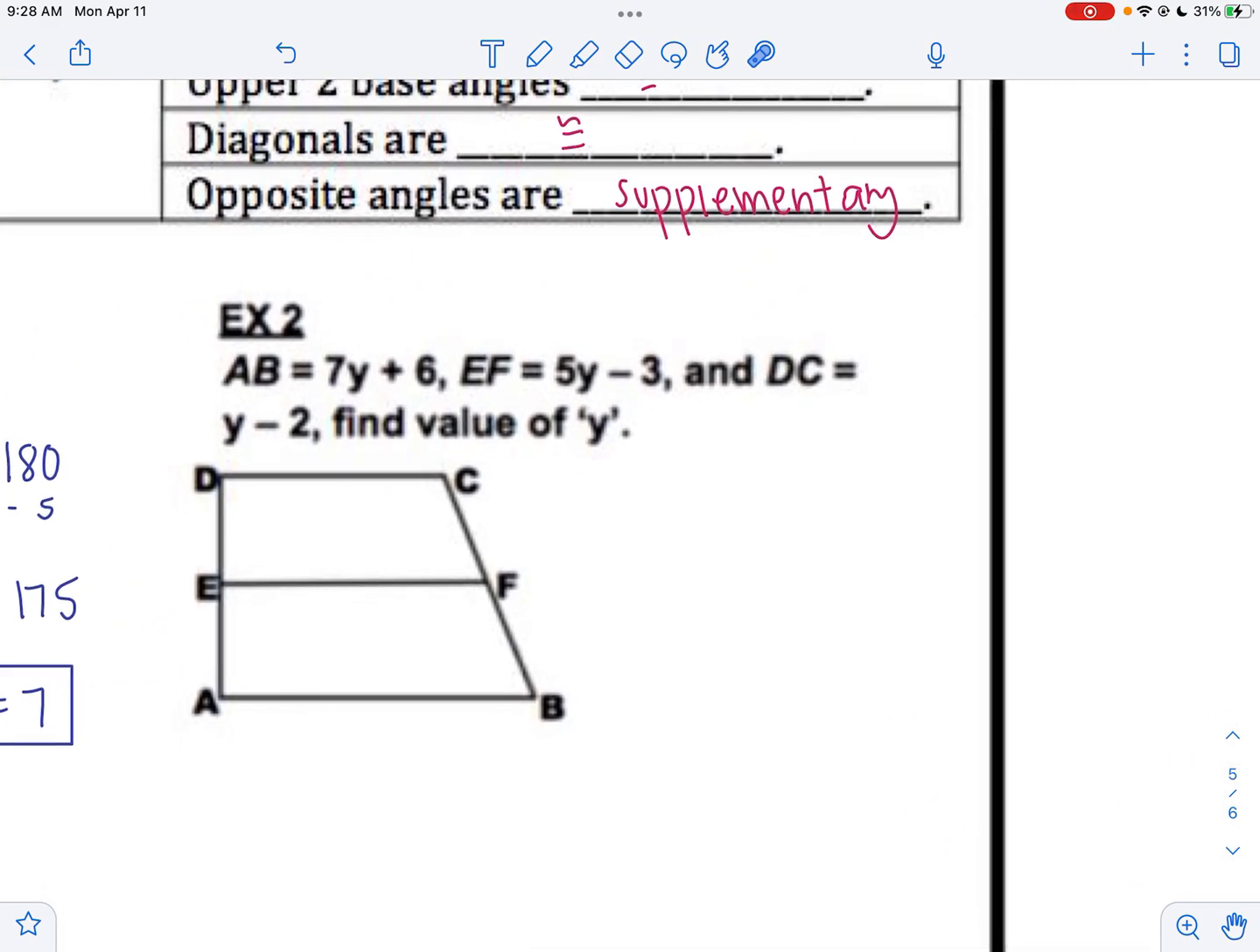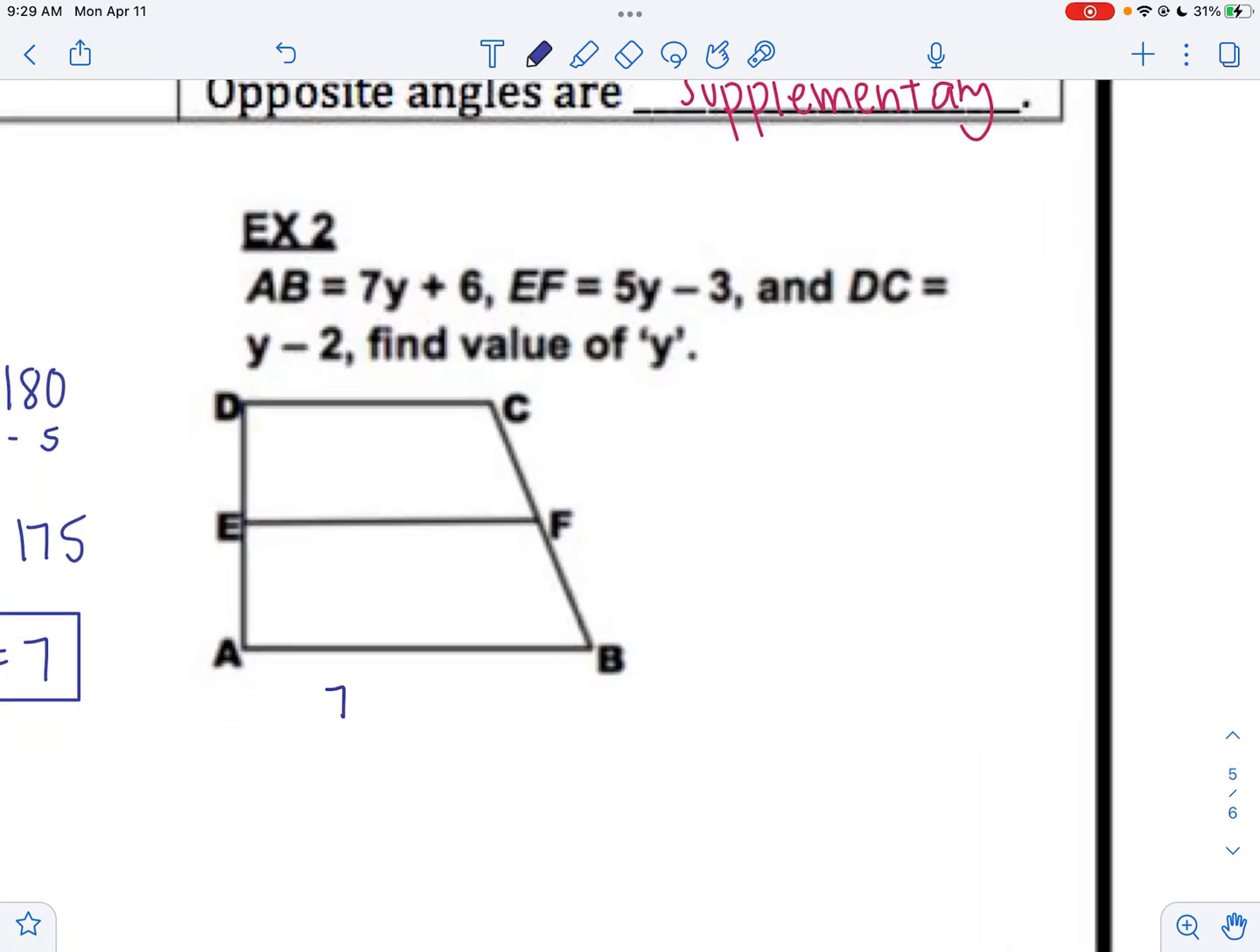Okay, now it says AB is 7y plus 6. So I have another trapezoid. AB is 7y plus 6. I'm just going to label it and then see what it wants. E to F is 5y minus 3, and DC is y minus 2. Find the value of y.